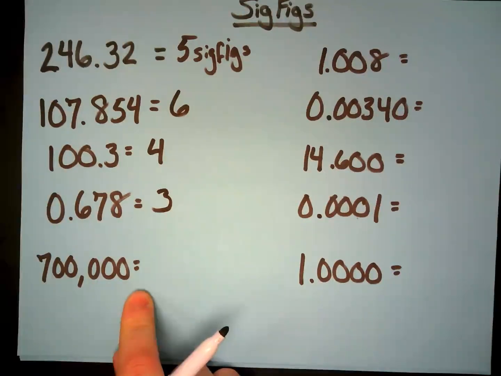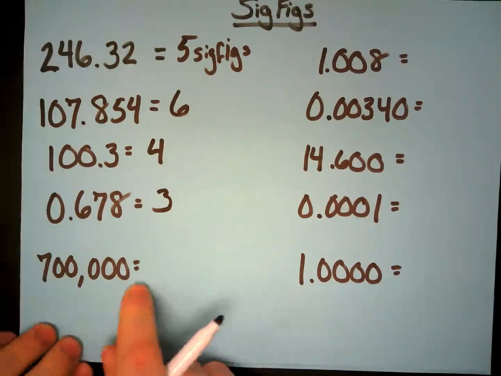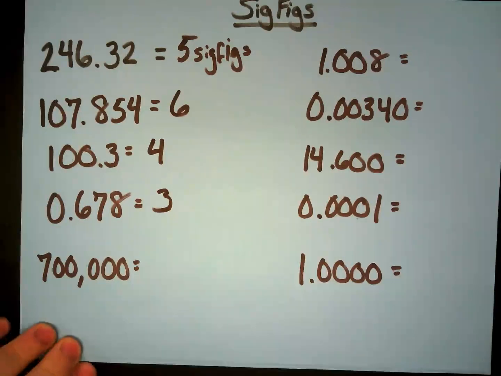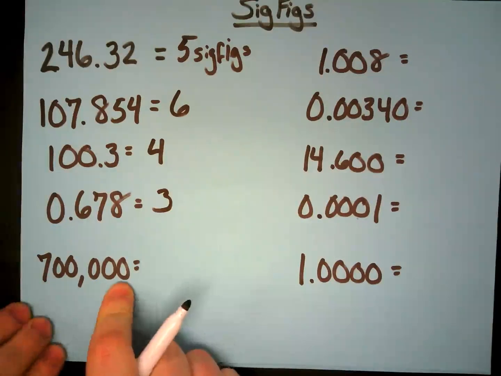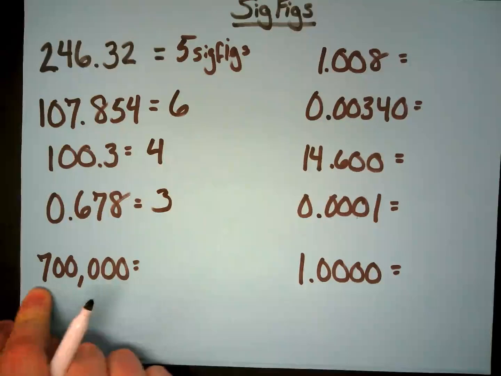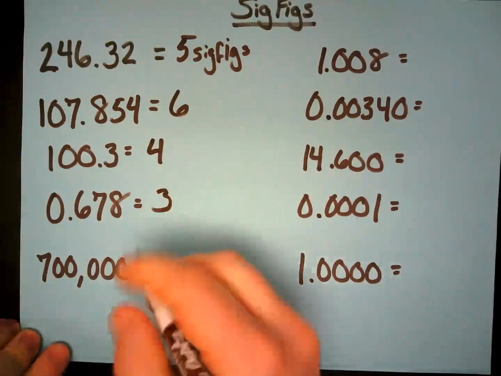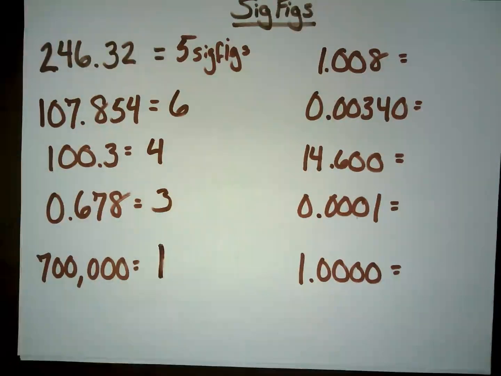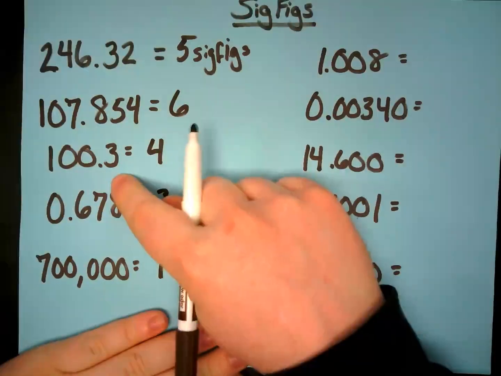700,000. There is no decimal place, so we count from the right to left, okay? And we don't start counting until we hit a non-zero, and boom, right there, that's 7, so it is 1 sig fig.